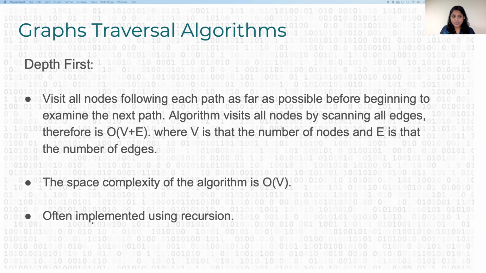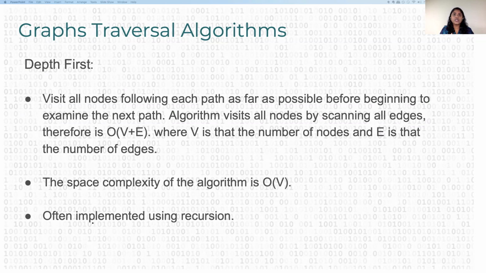So first, the depth first involves choosing a path and visiting all the nodes in that path, and then visiting the next path. Once that path is completely visited, then we explore the next path. This involves scanning of all the edges and nodes. So the time complexity is O of V plus E, where V is the number of nodes and E is the number of edges. The space complexity is O of V.